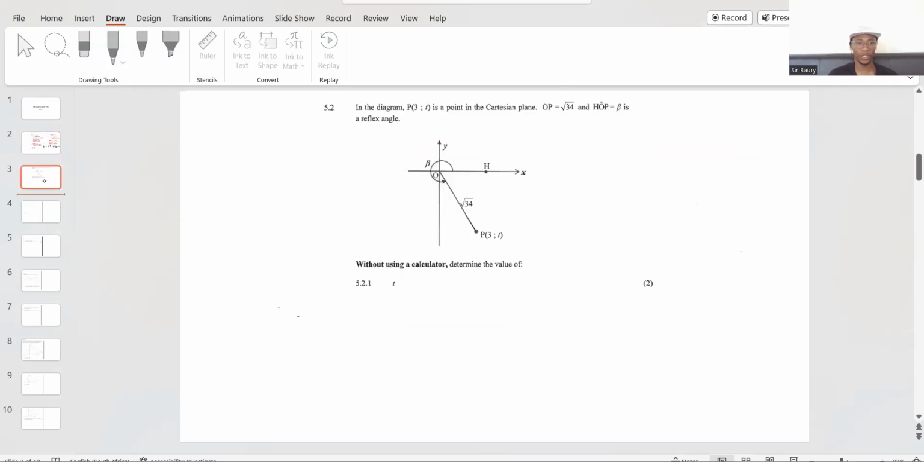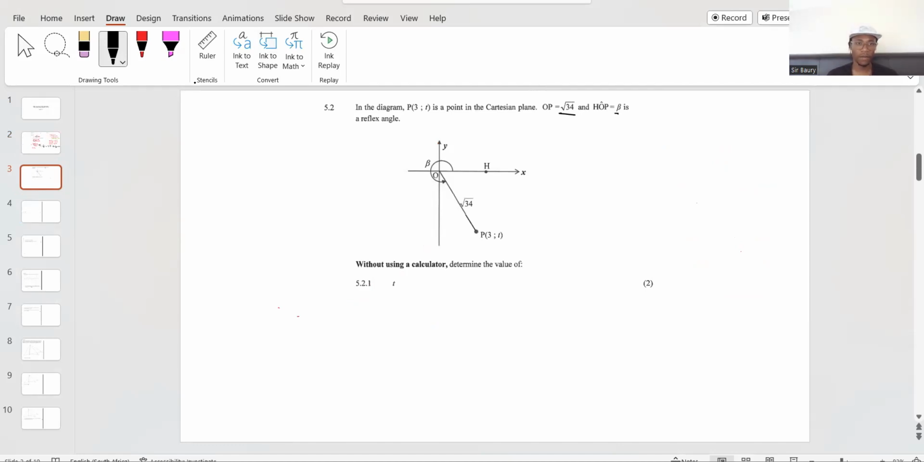Now, getting to the next question. These are diagram questions. So in the diagram, you're given P as (3, T), that's your point P on the Cartesian plane, and then you have OP being equal to root 34. Then you have angle HOP being beta, and beta is a reflex angle.